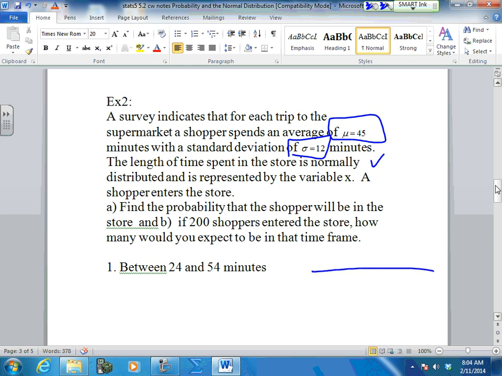So let's start with your sketch. Here's the middle. This is 45. We're going to add 12 all the way up. Check my math. Okay, we're going to subtract.